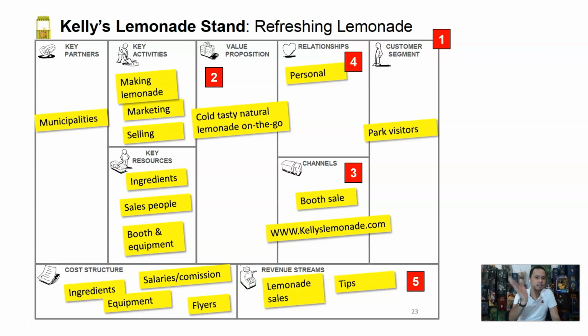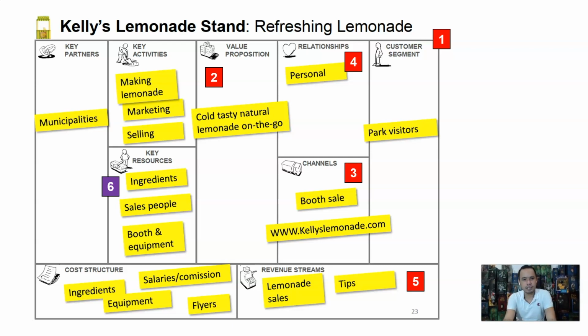Now, look at belah kiri pula. Ada apa? Pertama, kita tadi suruh identify apa? Key resources. Bahan-bahan yang dia perlukan untuk dia buat bisnes ni apa? Obviously, nak jual lemon. Apa dia kena? Air lemon. Air, gula, lemon. Ingredients. And then apa lagi? Sales people, kalau dia ada orang yang berjaga kat booth dia tu. Siapa lagi? Booth, equipment dia.